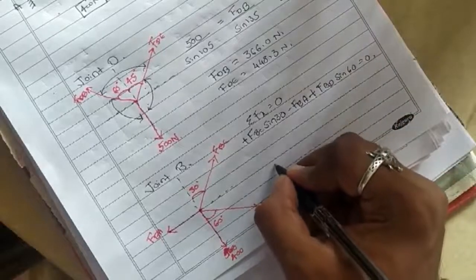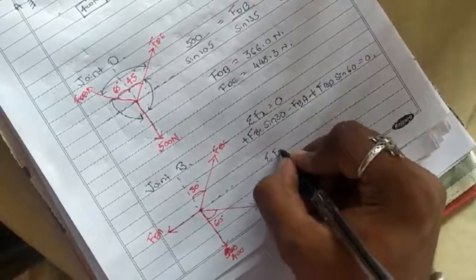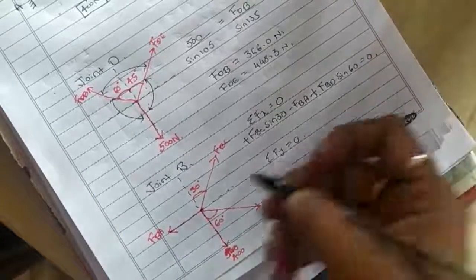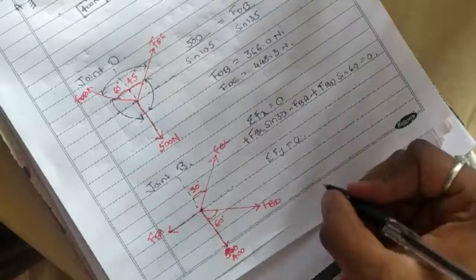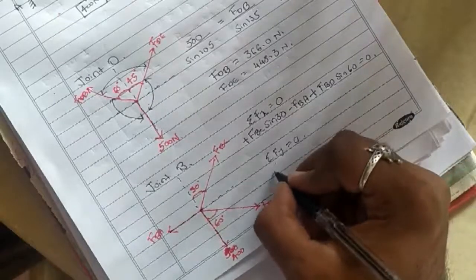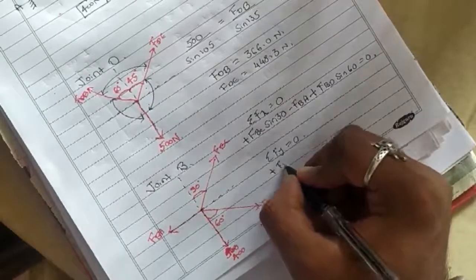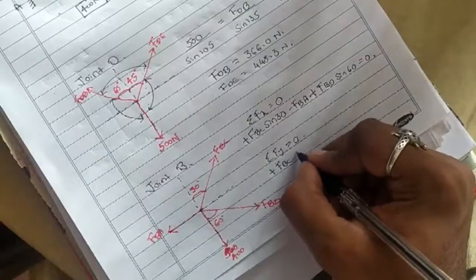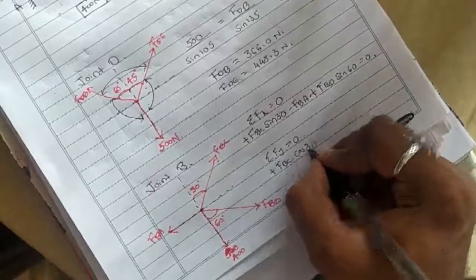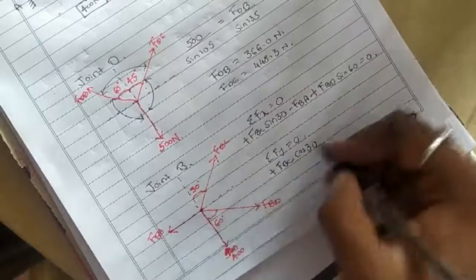Second condition is summation of Fy equal to 0. Only y components. So first we'll consider BC. BC acting in the first quadrant, y component is positive. So it is plus FBC. Now it is theta with respect to y. Y component is cos now. FBC cos 30. BA will be 0 and minus 400.